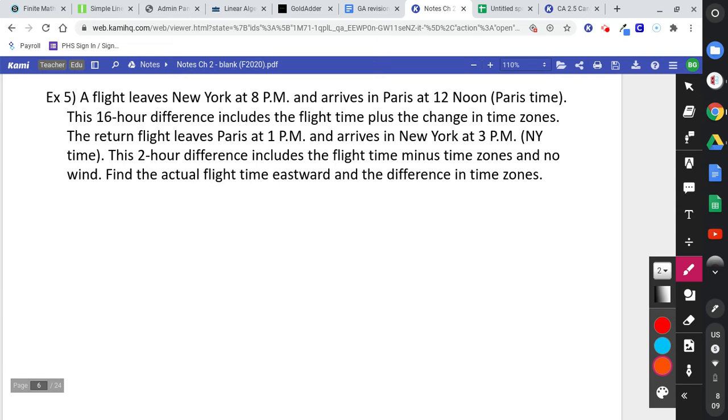Example 5, a flight leaves New York at 8 p.m. and arrives in Paris at 12 noon. The 16-hour difference includes the flight time plus the change in time zones. The return flight leaves Paris at 1 p.m. and arrives at New York at 3 p.m. The 2-hour difference includes flight time minus time zones and no wind. Find the actual flight time eastward and the difference in time zones.